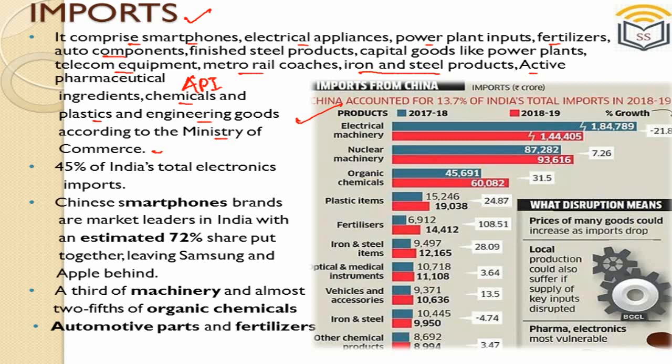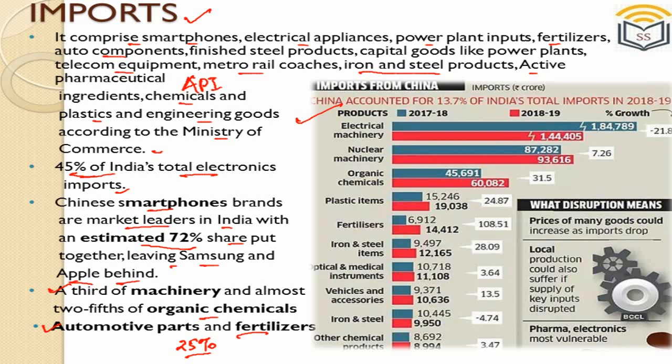And then the neighboring country, that is China, accounts for around 45% of India's total electronics imports. And the Chinese smartphone brands like Oppo, Vivo, and Xiaomi are market leaders in India with around 72% of share put together, leaving the South Korean giant Samsung and US giant Apple behind. Now one third of machinery, and almost two-fifths of organic chemicals, India purchases from China. And the automotive parts and fertilizer and the other items where China's share in India's import is more than 25%.